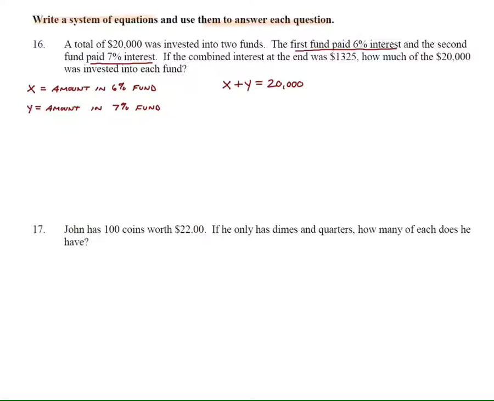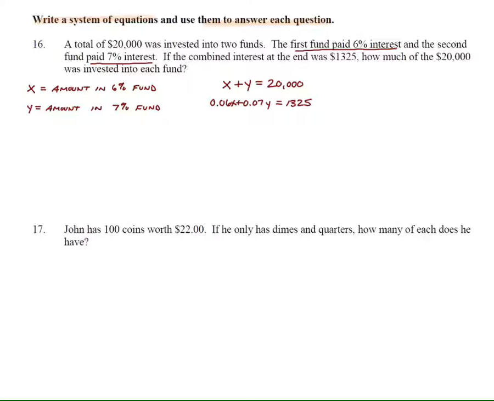How interest is calculated is always the percent as a decimal multiplied by the amount in the fund. So if I want to find the interest I earned from the 6% fund, I would take 0.06, which is 6% as a decimal, times how much is in that fund, x. Then I would take 0.07 times what's in my other fund, y, and that should equal the interest that I earned from the two accounts together. I forgot the x there.